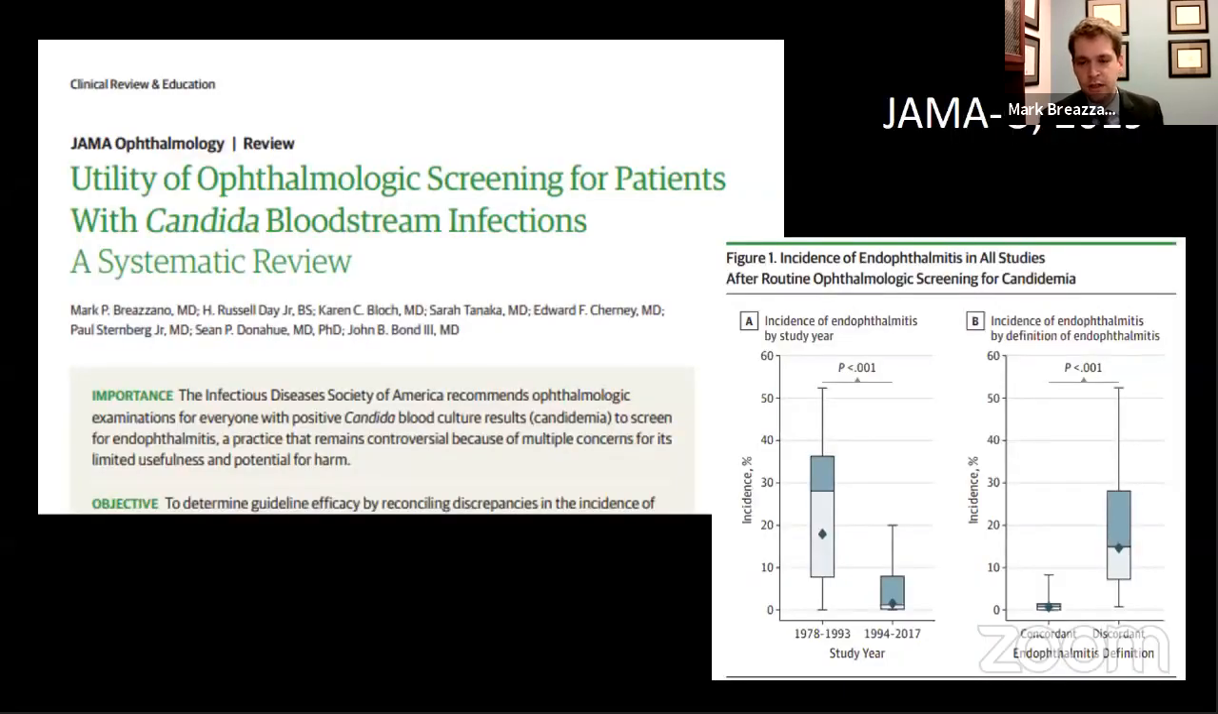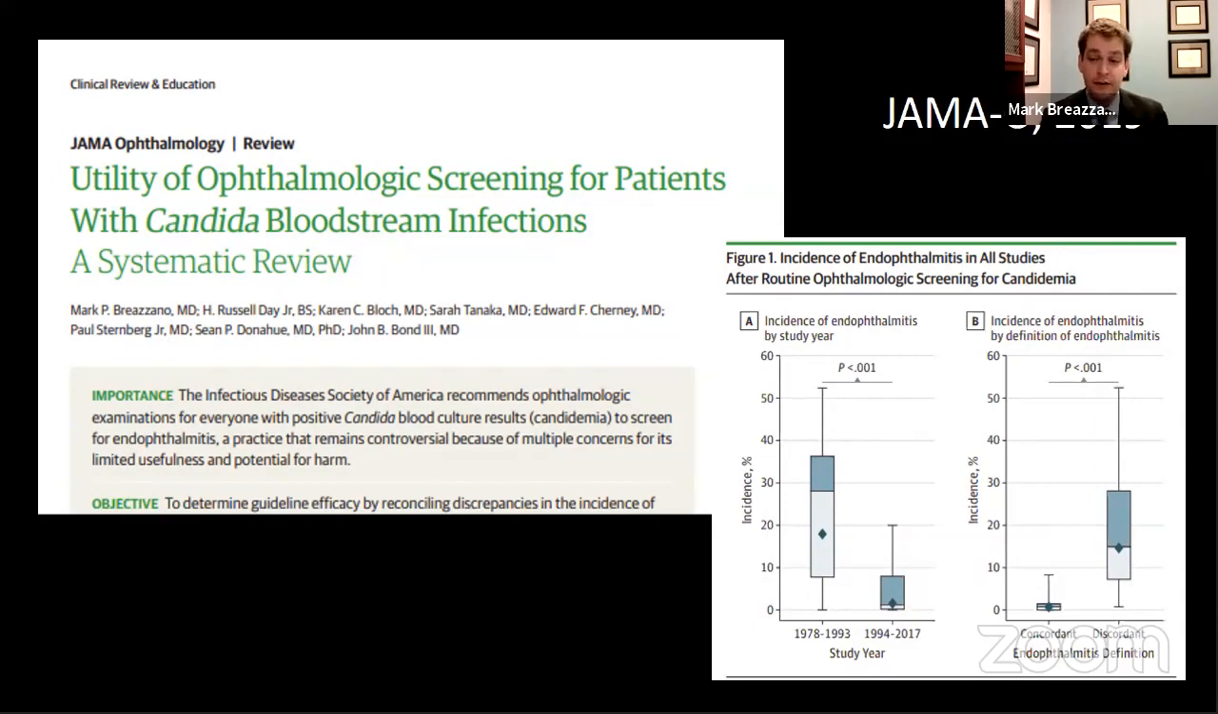And what was pretty striking was using 1994 as a cutoff, based on that study by Donahue et al., a multi-center prospective investigation where they didn't find any endophthalmitis. We used that as a pivotal date, and we actually found that the incidence of endophthalmitis was significantly lower after 1994 than before 1994. And furthermore, if you were to do a comparison between concordant and discordant definitions of endophthalmitis, it is strikingly higher with discordant endophthalmitis.